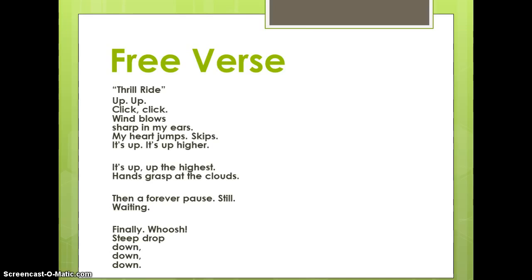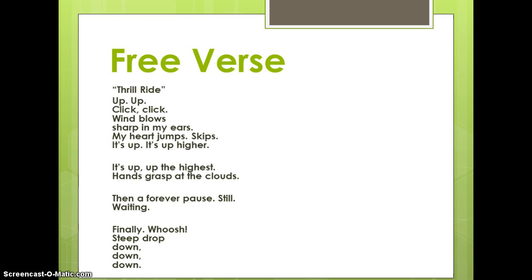Up, up, click, click. Wind blows sharp in my ears. My heart jumps, skips. It's up higher. It's up, up the highest. Hands grasp at the clouds. Then a forever pause, still, waiting. Finally, whoosh, steep down, down, down, down.